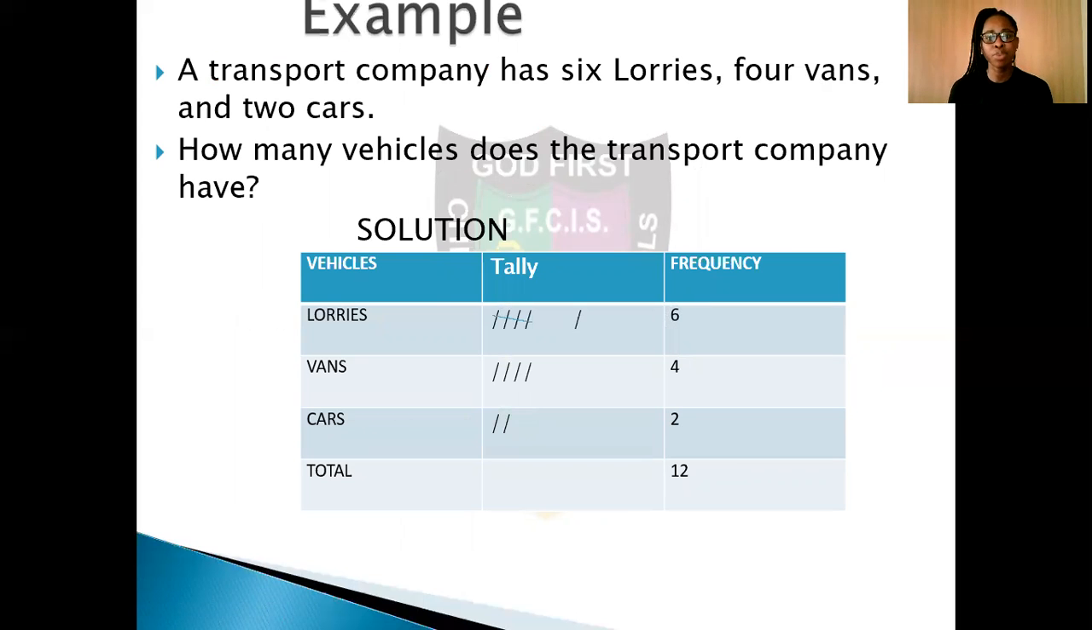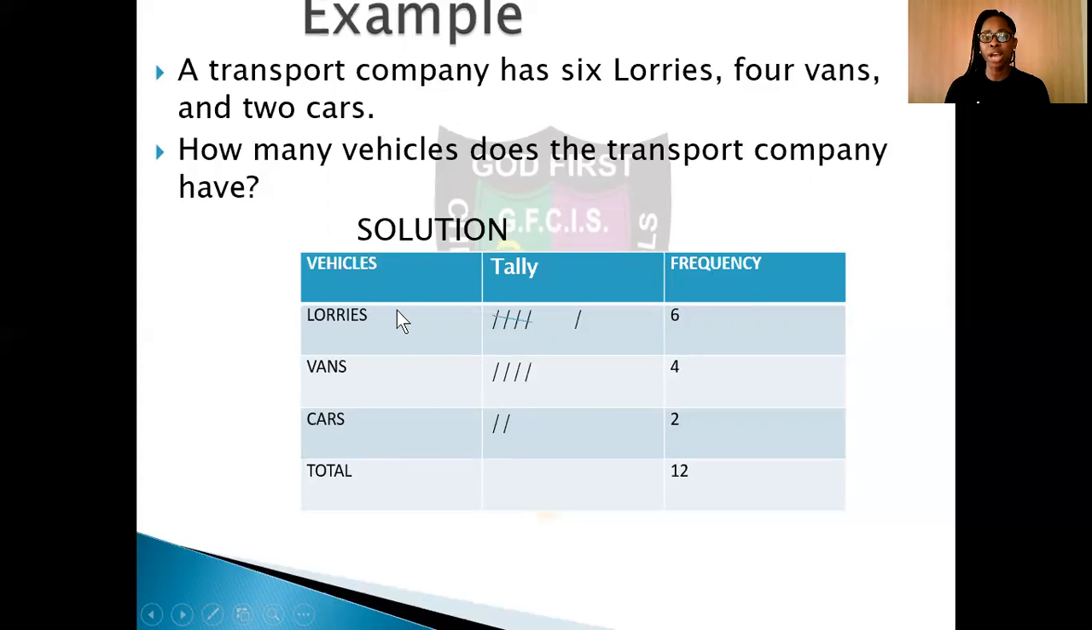Example: a transport company has 6 lorries, 4 vans, and 2 cars. Question number 1. How many vehicles does the transport company have? Solution. Before we answer, we have to prepare a frequency table. This is the vehicle, we have the lorries, the vans, the cars, and this is our tally and also the frequency.